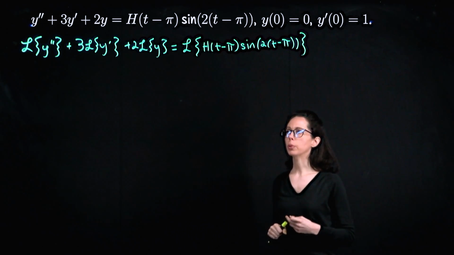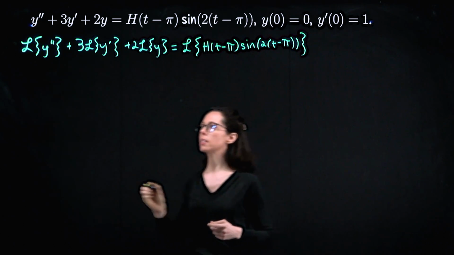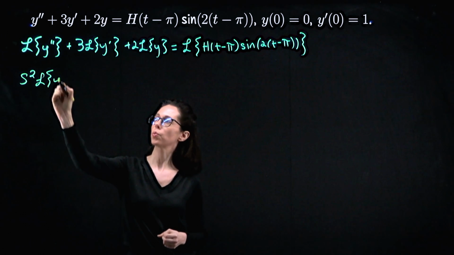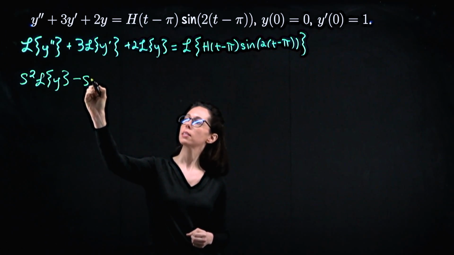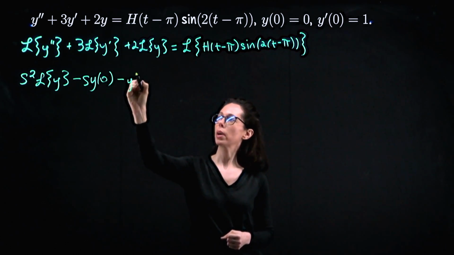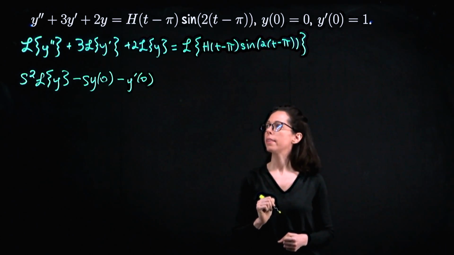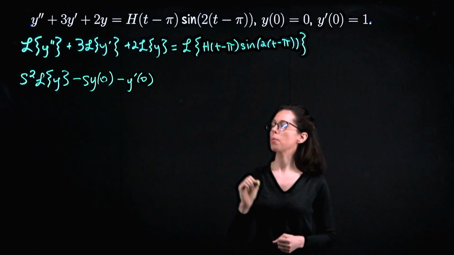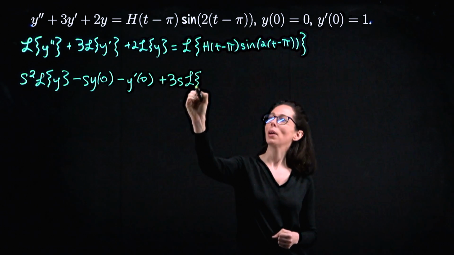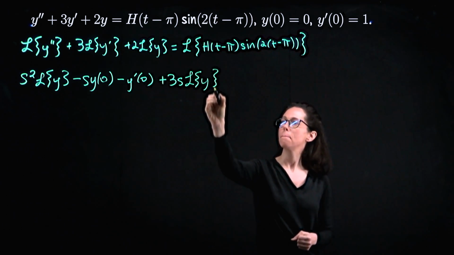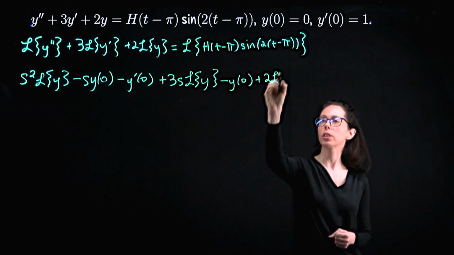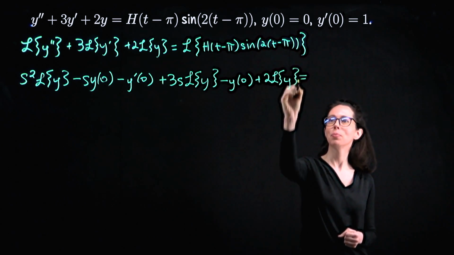For the left-hand side, we'll use our first and second derivative identities. So the first term is going to be s squared times the Laplace transform of y minus s times the initial condition y of 0 minus y prime at 0. And then plus 3 times the Laplace transform of y prime is going to be plus 3s times the Laplace transform of y minus y at 0, plus 2 times the Laplace transform of y.